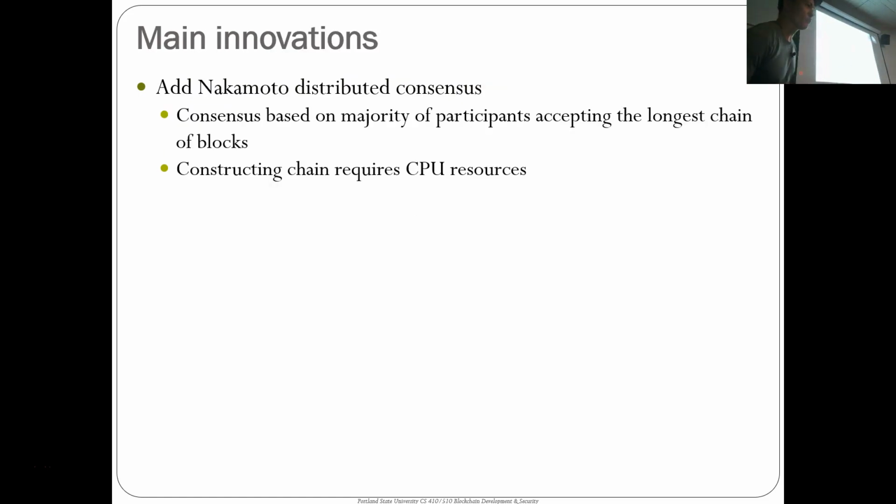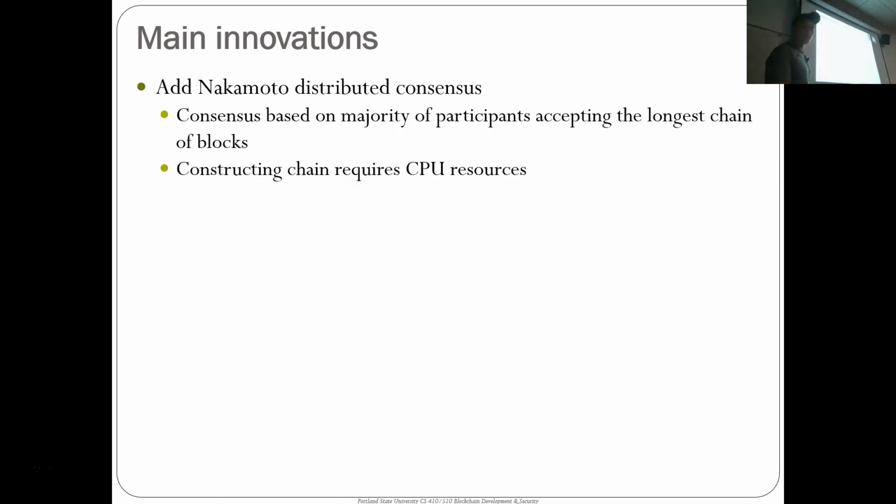The main innovation of the Bitcoin network is that it adds the Nakamoto distributed consensus that we briefly talked about last class. The idea is that the consensus is based on the majority of participants accepting the longest chain of blocks as part of the ledger. You have to figure out what is the blessed version of the ledger, and the way the Nakamoto consensus works is that it just says, whichever has the longest length is the one I'm going to use.